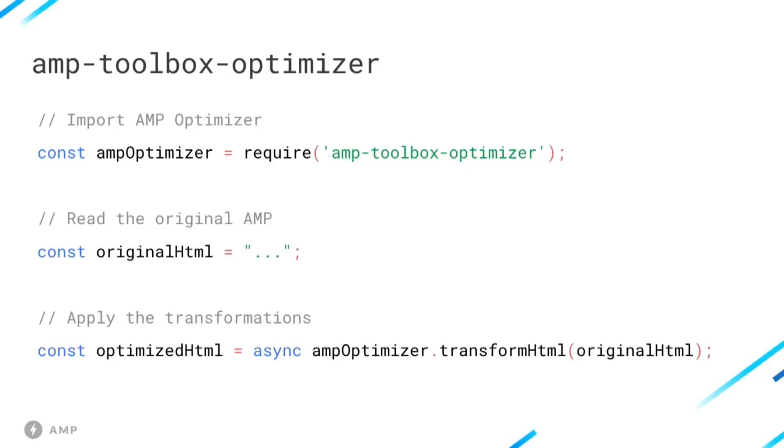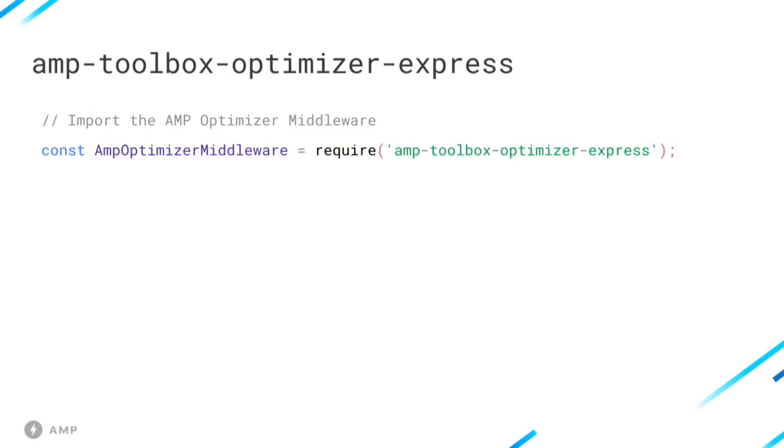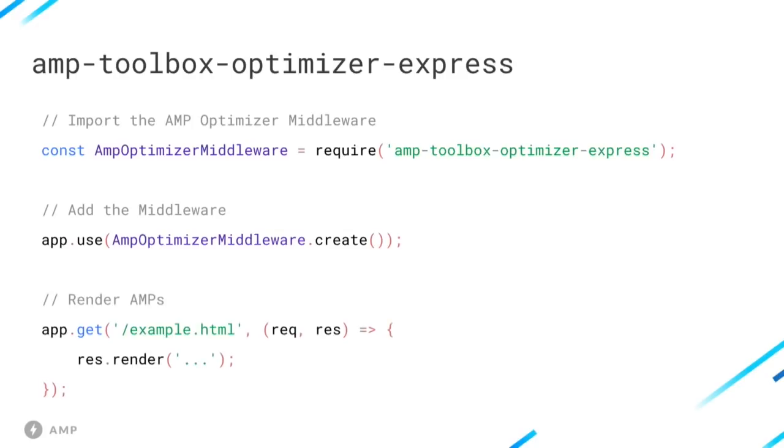the optimized equivalent. And for websites with a more dynamic nature, we are also providing a Node and Express middleware, also available as an NPM package. Integration is similar to other Node middlewares. First, import the library, apply the optimizer to the middleware stack, and render your pages as usual using Express routes.